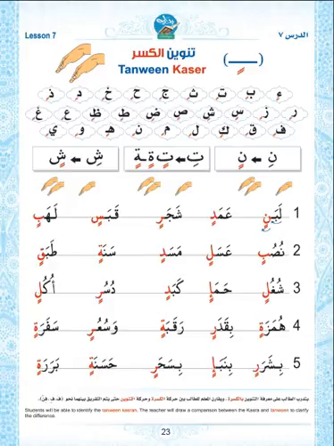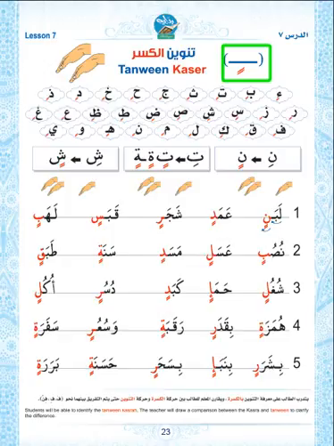Today we have lesson 7, which discusses Tanween Kasr. The objective of this lesson is for the student to identify Tanween Kasr as well as the sound that it makes, and specifically that it goes beneath the letters. We reviewed Tanween Fatha in the previous lesson. Now Tanween Kasr has the same shape, but it's drawn underneath the letters.